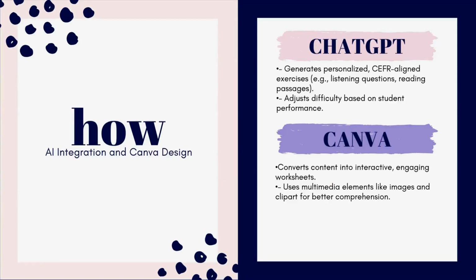Now, let's look at how we used AI and Canva to design these modules. In terms of AI, we use ChatGPT, the free version, and also ChatGPT Plus. This ChatGPT helps us to generate personalized CEFR-aligned exercises for 3 skills: listening, reading, and writing. Initially, we brainstorm the content of the modules by topics, by following the DSKP and the topics in their textbooks.